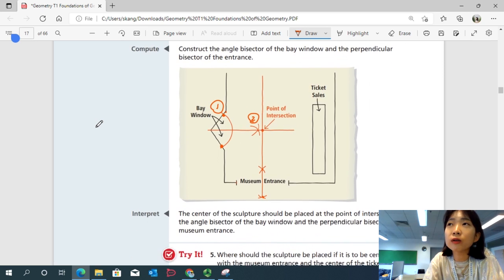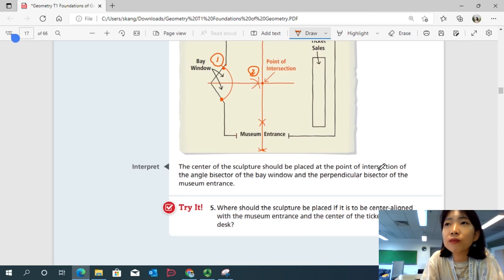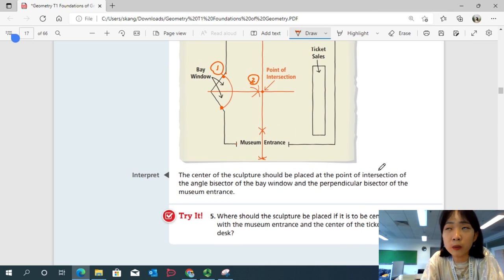So, how do we interpret this? The center of the sculpture should be placed at the point of intersection of the angle bisector of the bay window and the perpendicular bisector of the museum's entrance, as shown above. Okay, so that is a practical way of using our constructions.